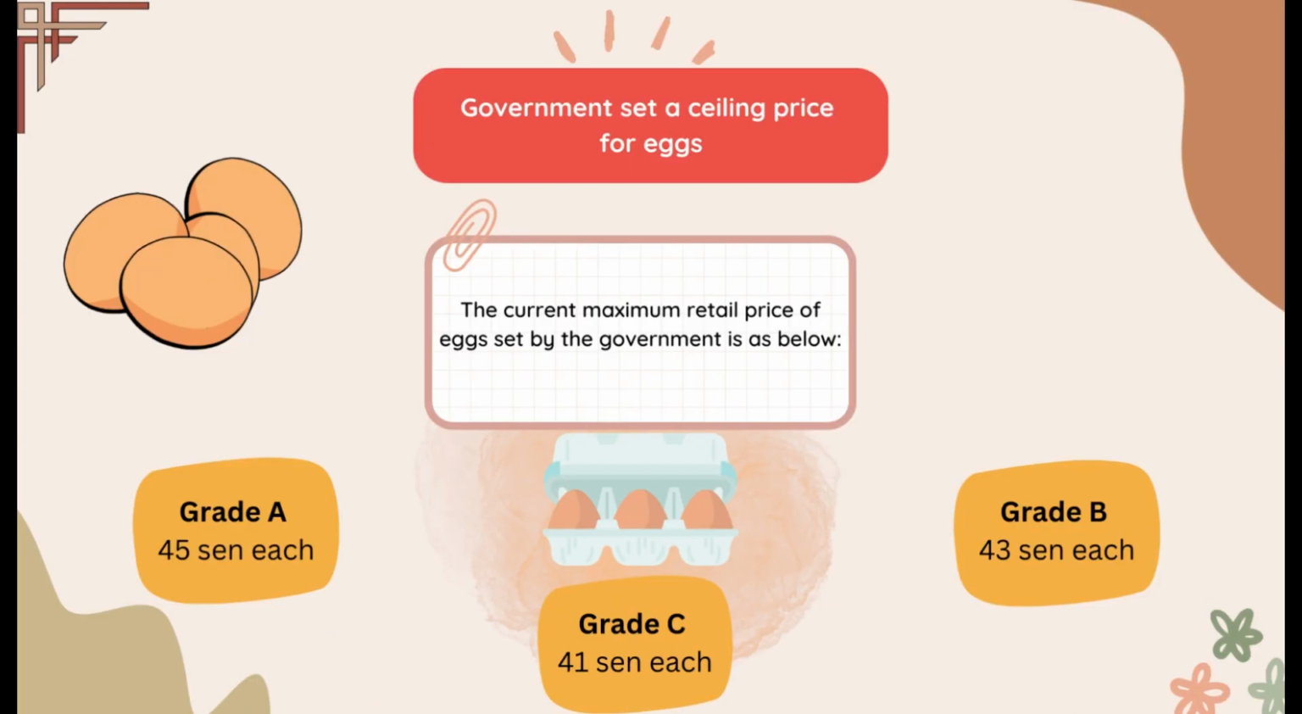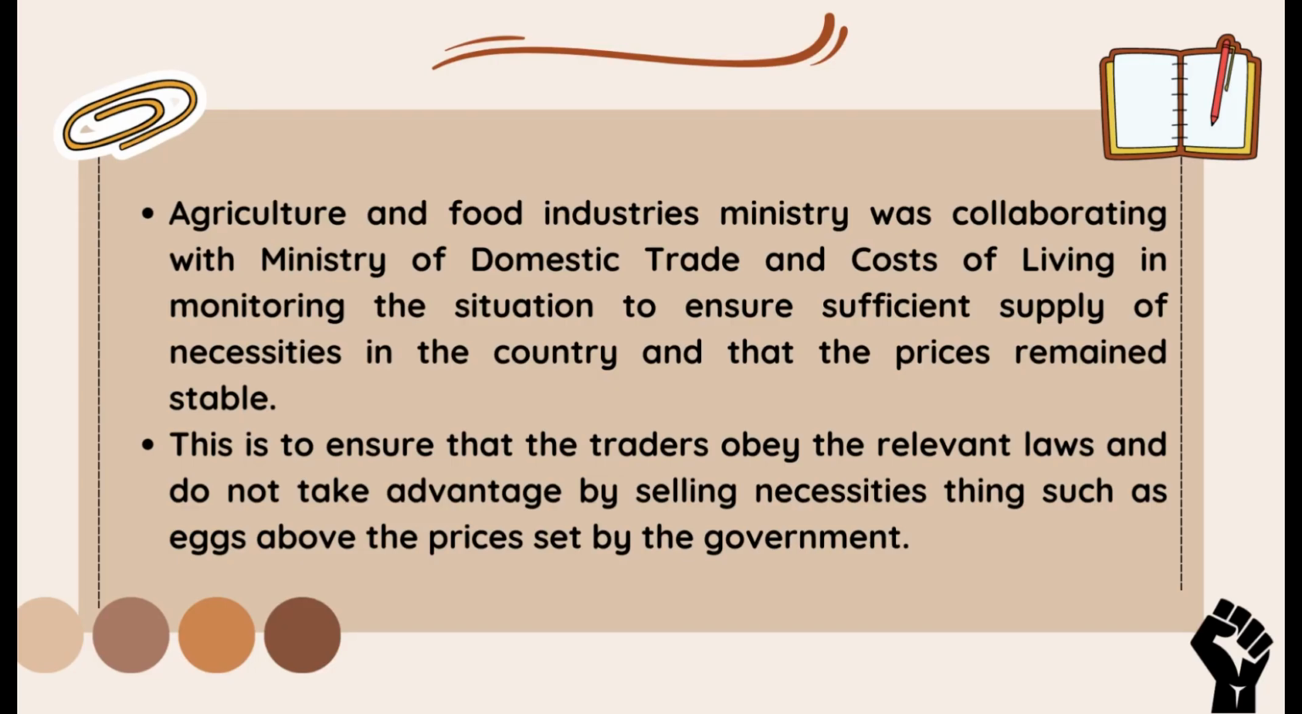Firstly, the government set a ceiling price for eggs. The current maximum retail price of eggs set by the government is as below: grade A 45 cents each, grade B 43 cents each, and grade C 41 cents each. Then, the Agriculture and Food Industry Ministry is cooperating with the Ministry of Domestic Trade and Cost of Living in monitoring the situation to ensure sufficient supply of eggs in the country and that the price remains stable. This is to ensure that traders obey the relevant laws and do not take advantage by selling above the price set by the government.